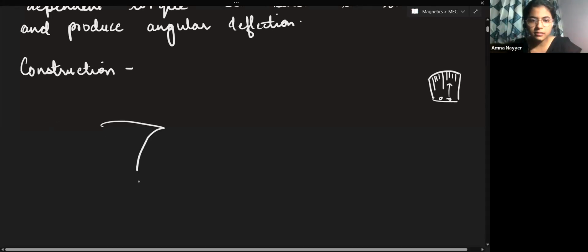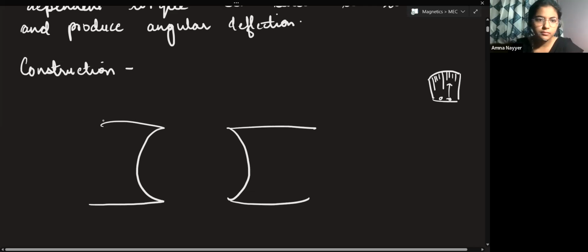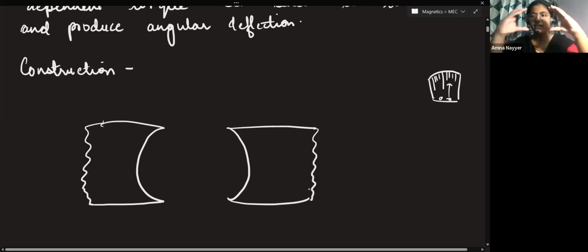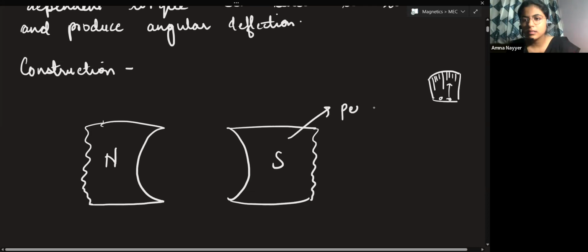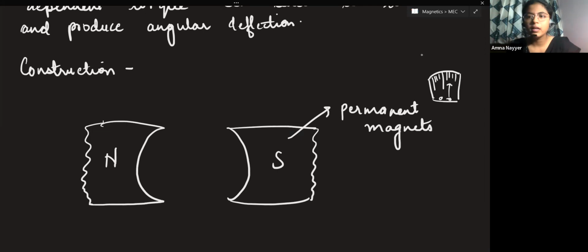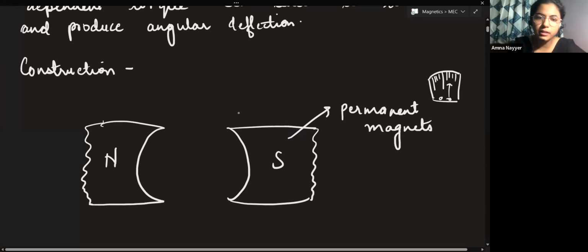Basically, there are permanent magnets. Some portion of permanent magnets are taken like this. This is the concave side of the magnet. This is, let's say, North Pole. This is South Pole. These are permanent magnets.